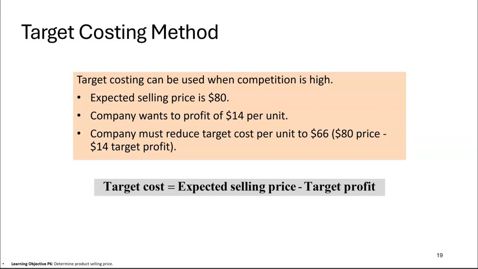Now, targeted costing. We take our expected price, we back out our profit, and then that tells us how much we can spend because we're going to have to reduce costs to get it to that $66. It's a lot harder way to price.